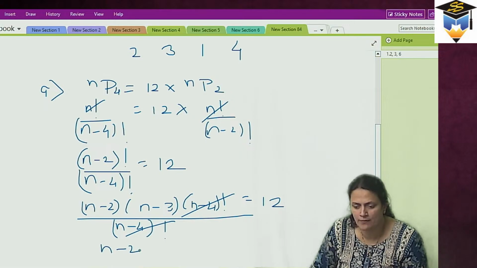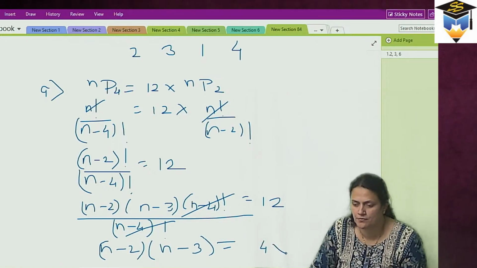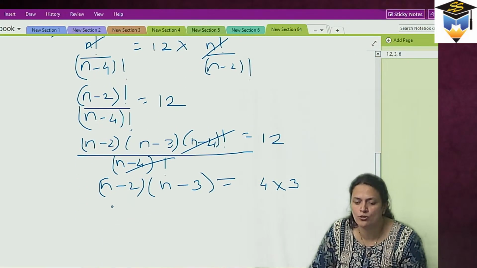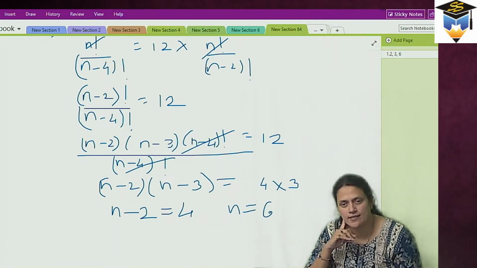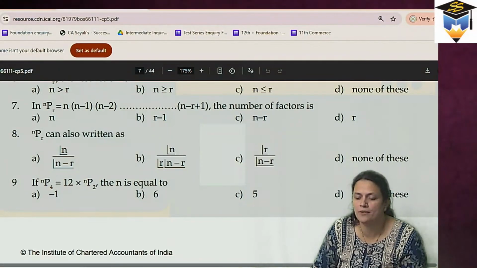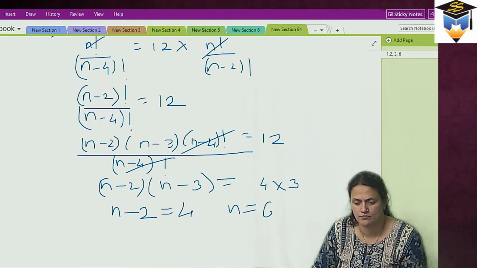n minus 2 into n minus 3. Consecutive means numbers which come one after the other. So now directly equate n minus 2 to 4. So what is the value of n? Value of n is going to be equal to 6. So option B for question number 9. If you want, please write it down. Understood?